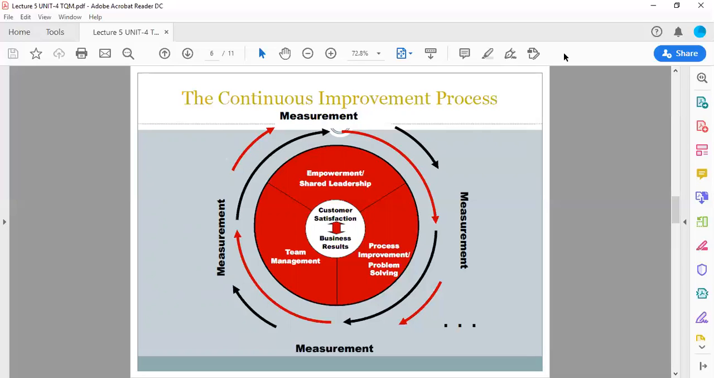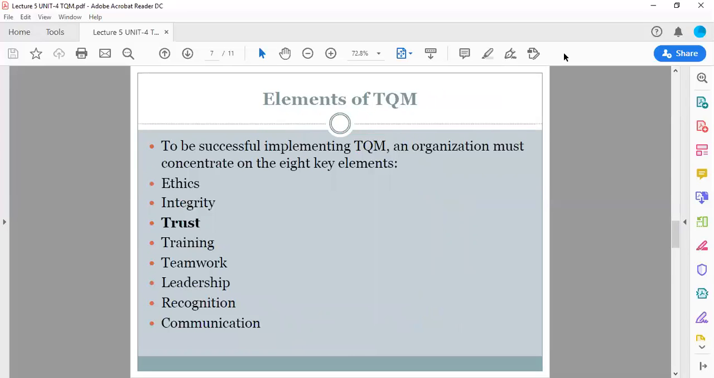Okay, but the center of all of these activities will be focused on customer satisfaction. If the customer is satisfied, then it will enhance our business, and it will give profit to the business. And at each and every step we have to go for measurement, because measurement always provides certain inputs in order to improve our process. Okay, now the elements of TQM.